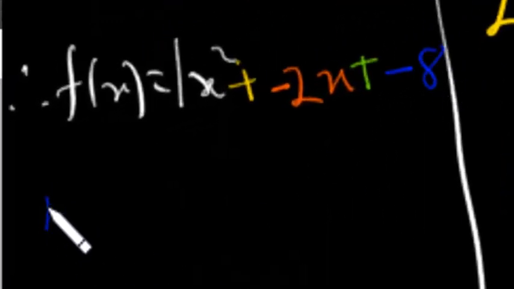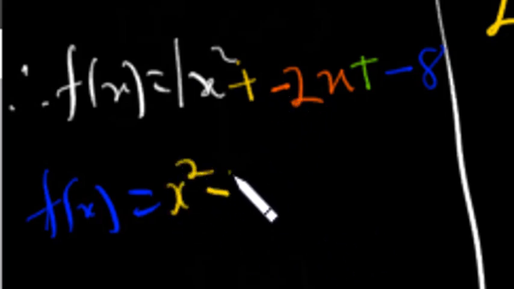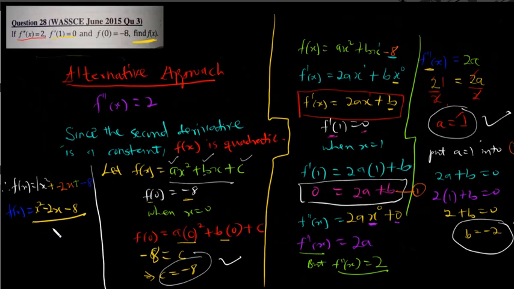All right, so the function f of x will be x squared here, because 1x squared is x squared, and plus -2x will be -2x, and plus -8 will be -8. So this is the function, that is x squared minus 2x minus 8. And that is how we can also solve this question.